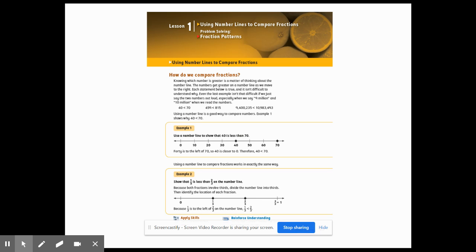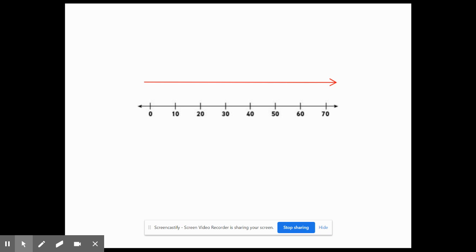We're going to be talking about number lines and how we can use those to compare fractions. So we can use number lines to compare numbers and fractions. The numbers get bigger as we move from left to right. For example, 40 is to the left of 70. So 40 is closer to 0 than 70. Therefore, 40 is less than 70.